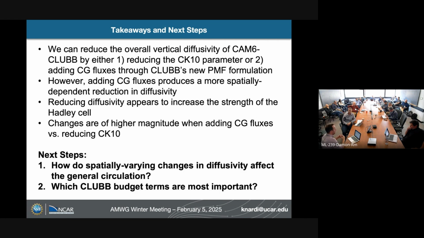We see that in several different fields, and they seem to be visually consistent with each other. So our next steps are to better understand why these spatially varying changes in diffusivity are occurring and how that's affecting the general circulation, why it's producing a stronger response. And also looking a little bit more about which CLUBB budget terms are most important. So I don't have a slide on this, but we've seen preliminary analysis of these terms. It seems that the buoyant production term seems to be driving a lot of these countergradient fluxes versus turbulent advection, but that's something we're still looking into.